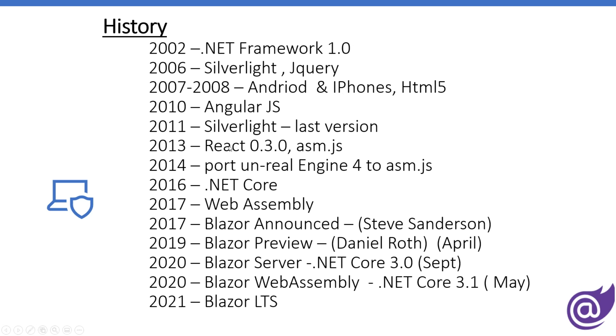These two are completely JavaScript. Those are not strongly typed. So this is gaming technology, Unreal Engine 4 to asm.js. Okay, in 2016 .NET Core came, and 2017, yeah, this is also a drastic change in .NET Core.